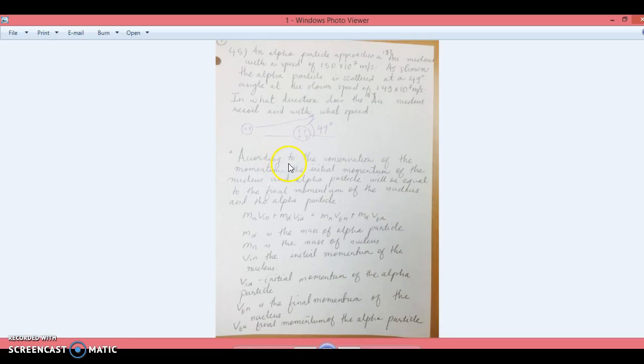Now, we know according to the conservation of momentum, the initial momentum of the nucleus plus the alpha particle equals the final momentum of the nucleus plus the alpha particle, as shown by this equation right here, where Mn is the mass of the nucleus, V initial is the initial speed of the nucleus, and V final is the final speed of the nucleus. M alpha is the mass of the alpha particle, V initial alpha is the initial speed of the alpha particle, and V final alpha is the final speed of the alpha particle.